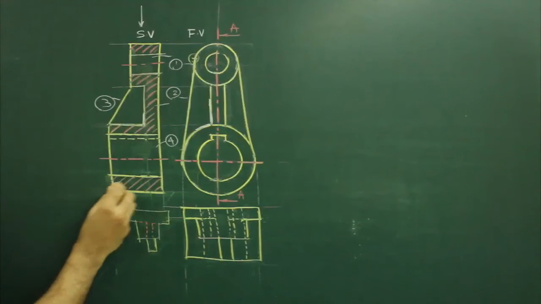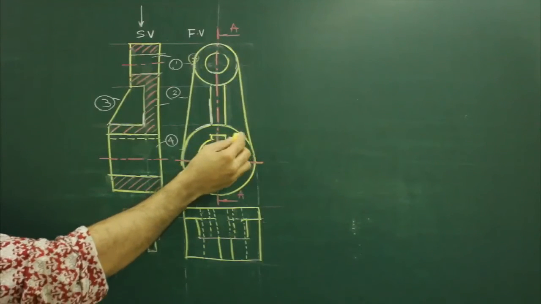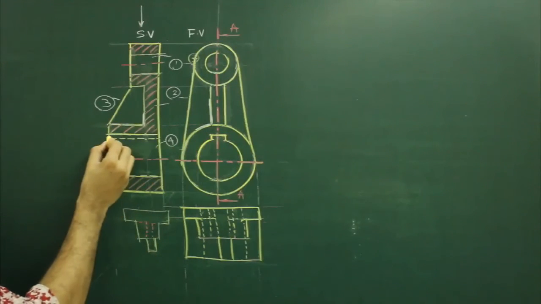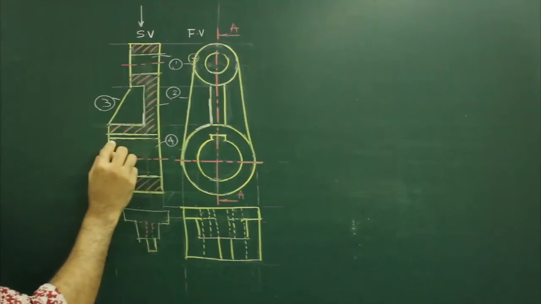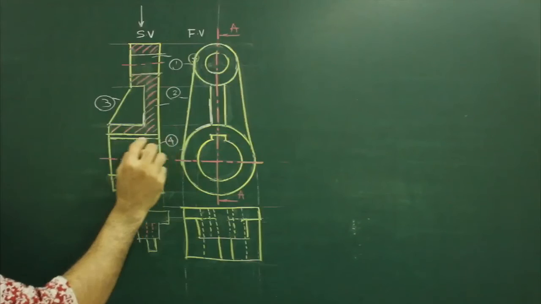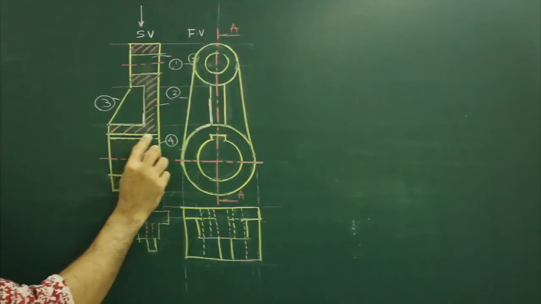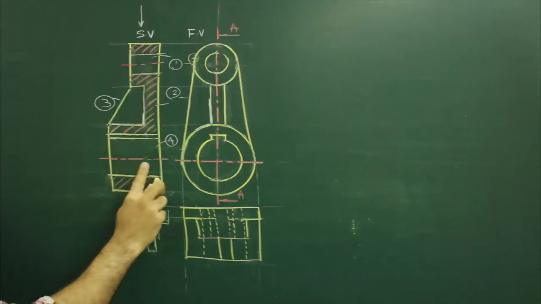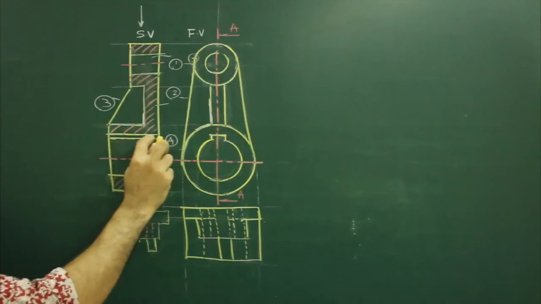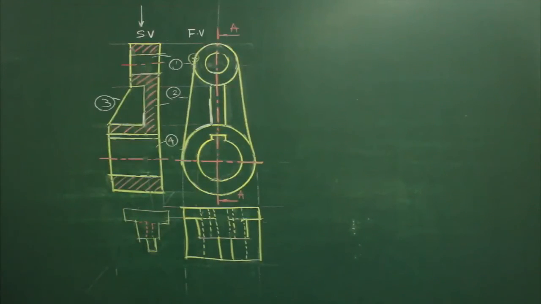Now one important question: when you see from here, this part you can see, so that part will be dark. This part will be dark, but you won't be able to see any hatching over here. This will be clean like this. There won't be any section over here. Same way over here also, there won't be any section.